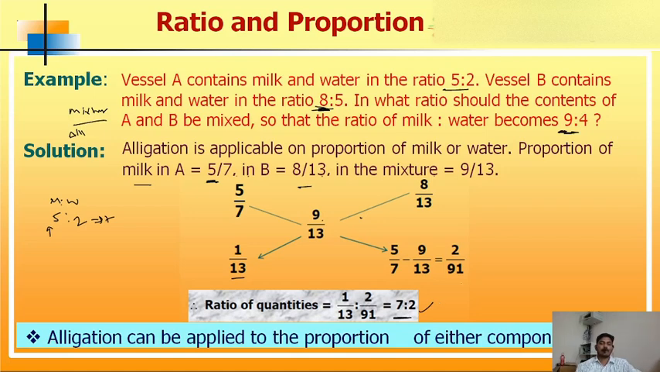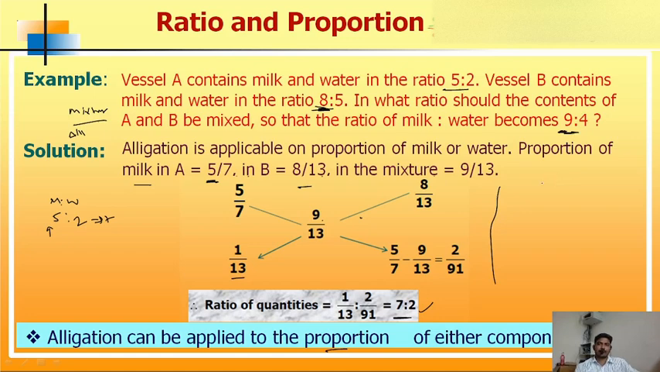So what you need to remember here is that alligation can be applied to the portion of either of the components. Either you can take the milk quantity or you can take the water quantity. In both cases you'll get the same answer. Okay. A similar kind of problem we can also solve by using the mixture concept.